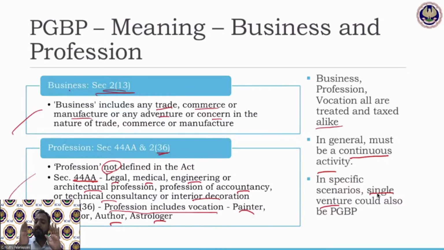So what have we understood from this slide? We have understood the term business. We have understood the term profession. We said profession includes occasion, that all three, business, profession, occasion, are treated alike in income tax.